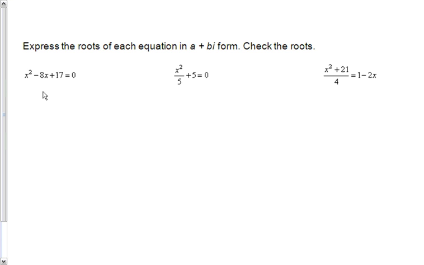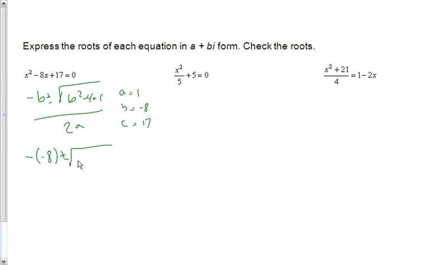So this is in our nice form. Don't have to do any work. So negative b plus minus the square root of b squared minus 4ac all over 2a. Let's do our a, b, and c. a is the number in front there, it's 1. b is negative 8. And c is 17. Lucky me. Negative 8 plus minus the square root of negative 8 squared minus 4 times 1 times 17. Ugh. All over 2 times 1.